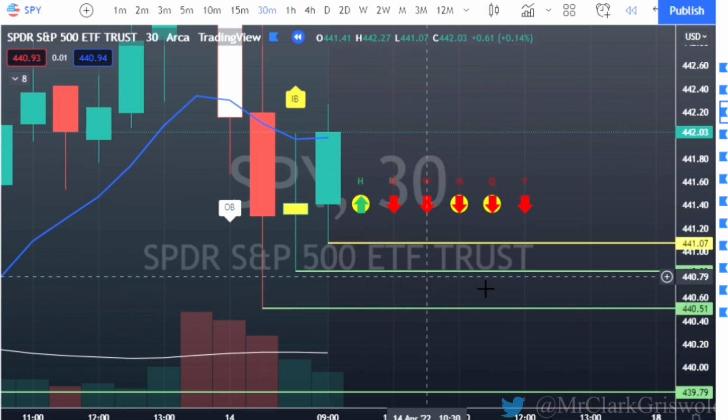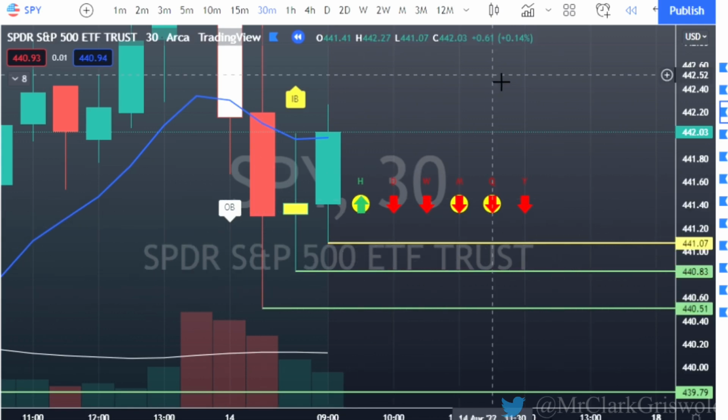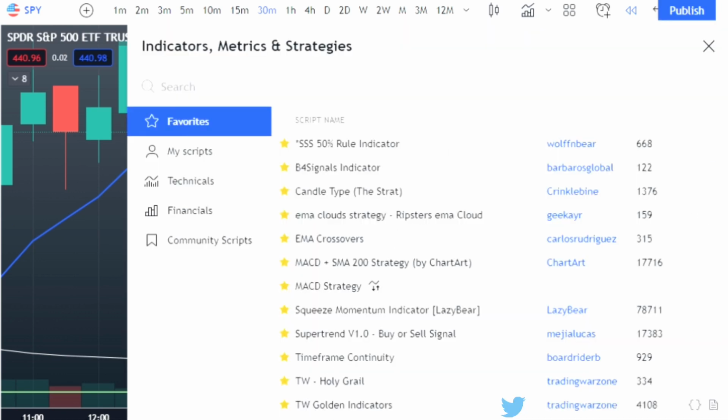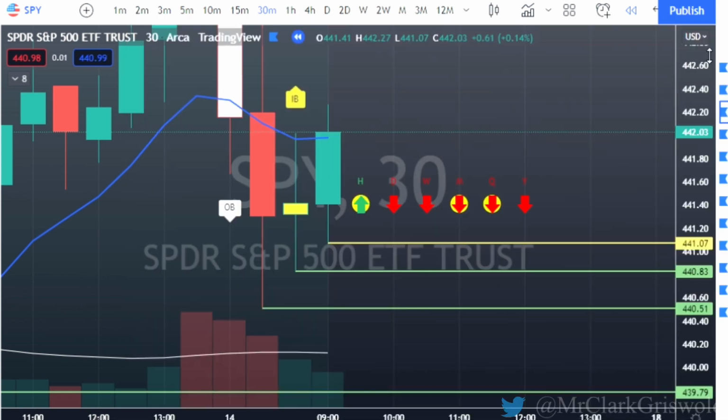And if you're looking for this indicator, I've had a lot of people ask me on Twitter. If you're watching the video, go into your indicator tab, type in time frame continuity, and it's by Board Rider B. That's the author, okay? And that'll give you this little indicator here.